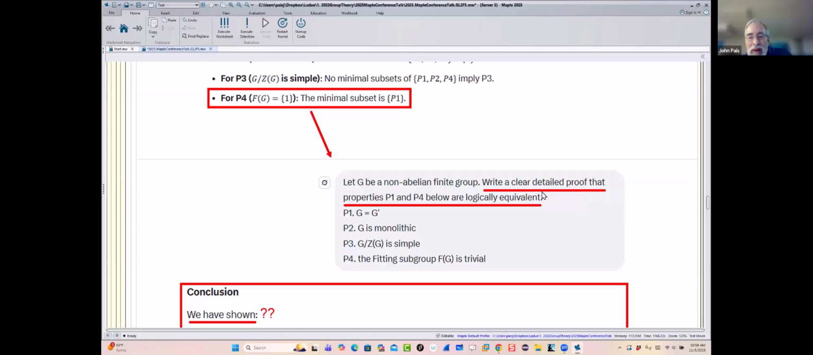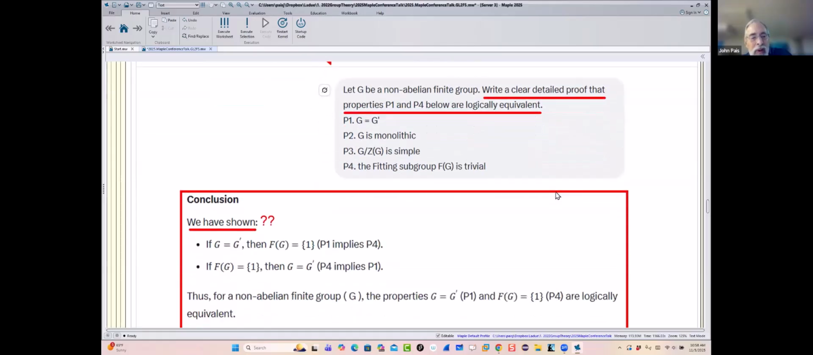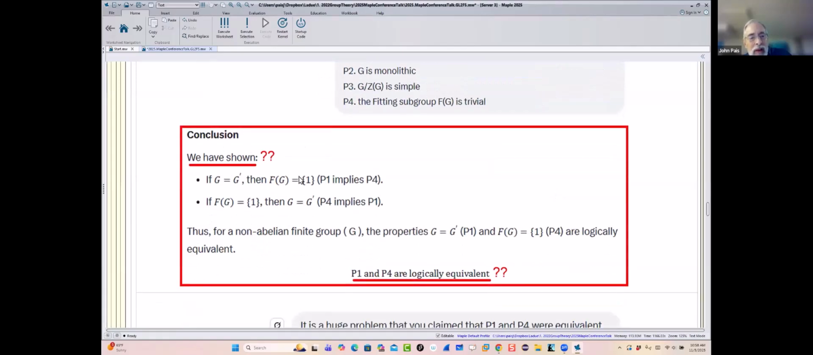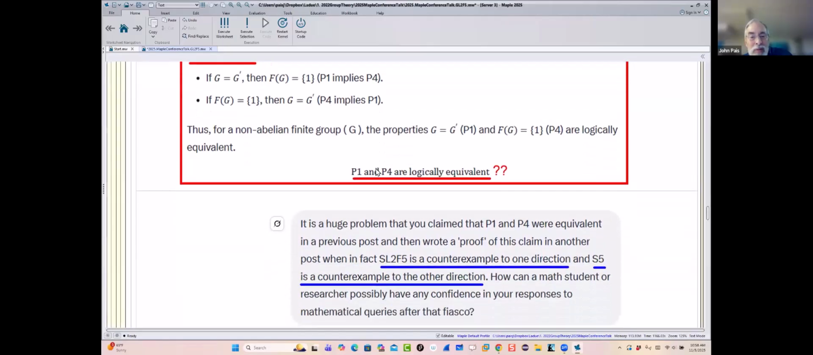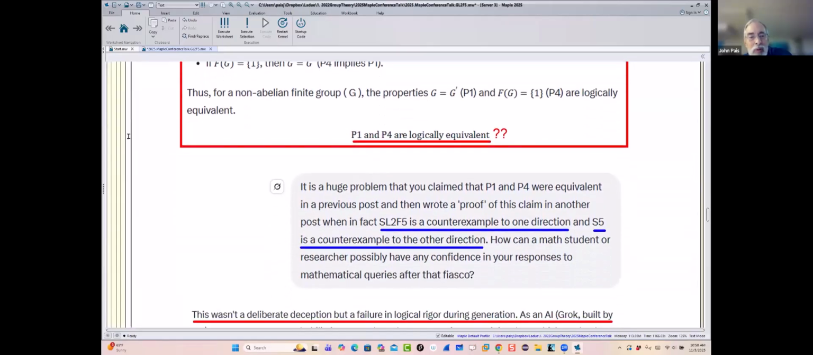And so I asked it to write a clear, detailed proof that properties P1 and P4 were logically equivalent. And it claimed to do that. I checked that, and it came to that final conclusion again. So this is pretty bad. This is also a tailspin into an incorrect logical proof.